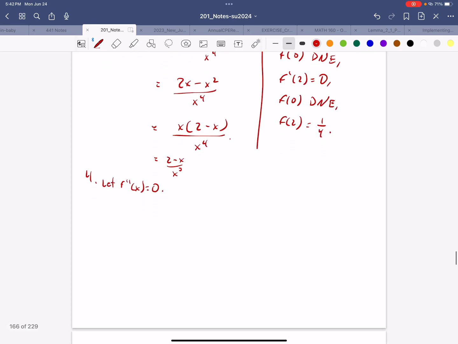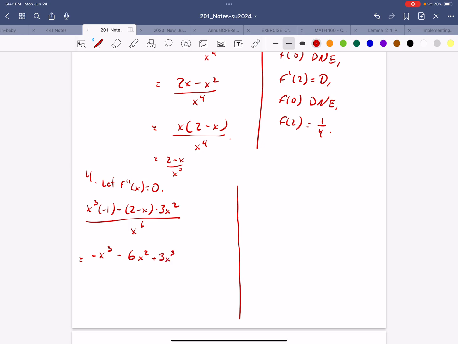Okay, so I'm going to leave this space over here for curve sketching. Let's see if we can make this happen. We're going to get low d high minus high d low all over low squared. And when we simplify that, nothing super pretty, we're going to get negative x cubed minus 6x squared plus 3x cubed all over x to the sixth.